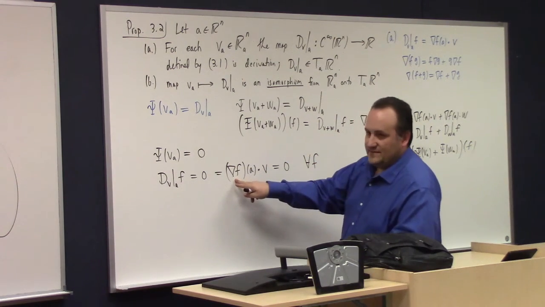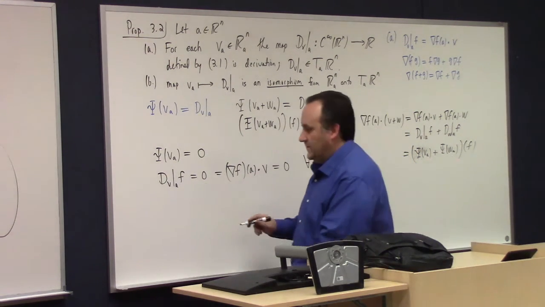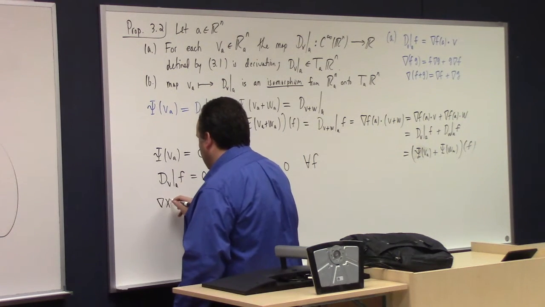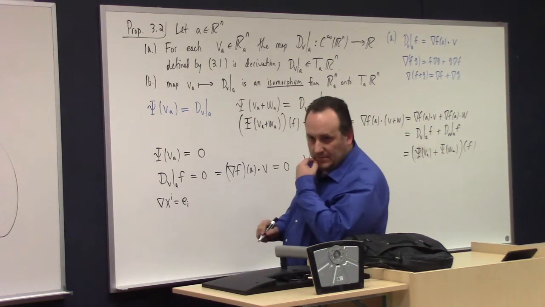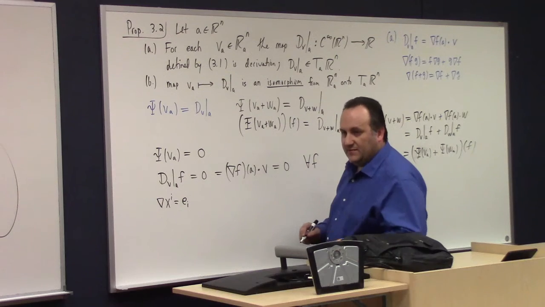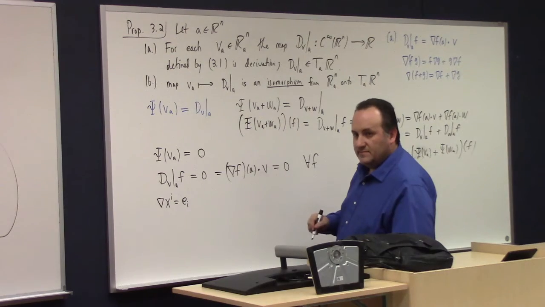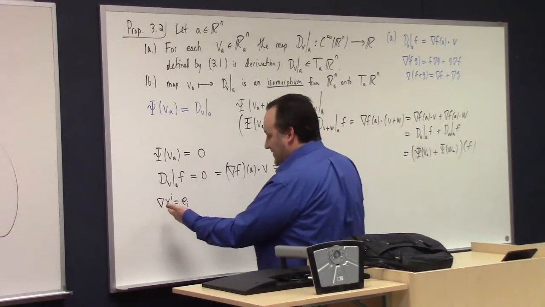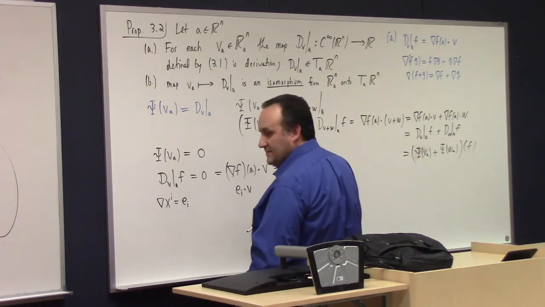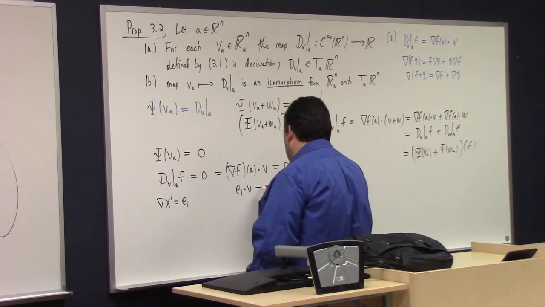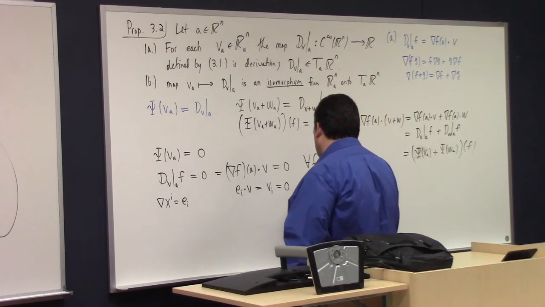Like, what makes this the standard basis? The gradient of the x_i coordinate function is e_i, right? Like the gradient of x_1 is 1, 0, 0, 0, 0. The gradient of x_n is 0, 0, 0, 0, 1. So if I use that f, then this becomes e_i dot V, right? Which gives me V_i equals 0 for all i.